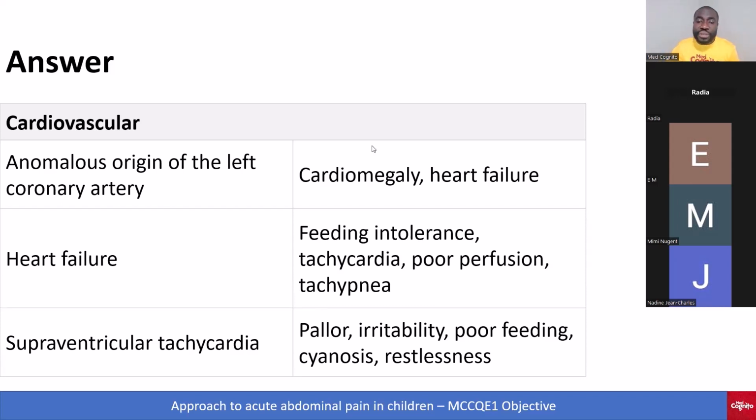And they can also present with supraventricular tachycardia. How will they present? They'll be pale, they'll be irritable, they'll have poor feeding, they'll be cyanotic, so bluish discoloration around the lips and the extremities, and they'll be restless.